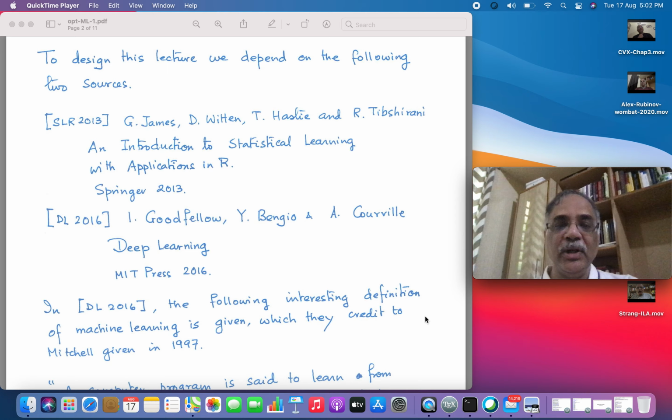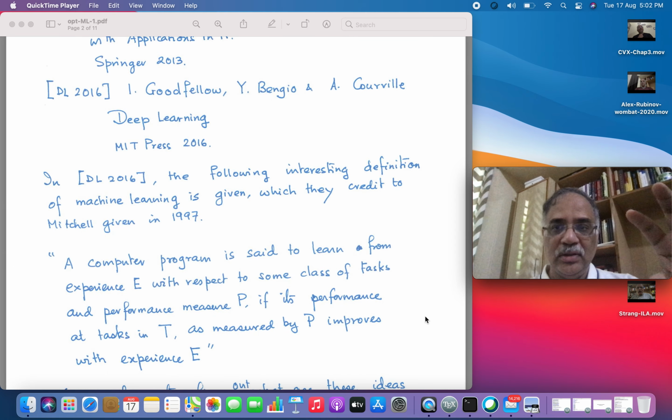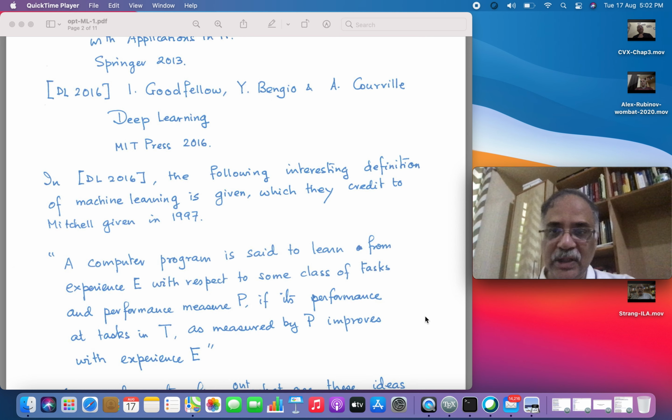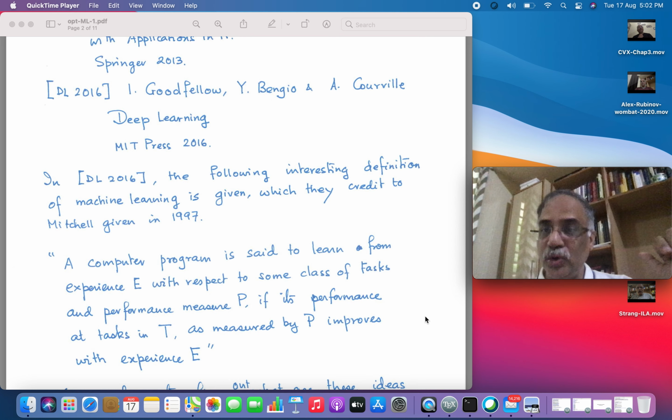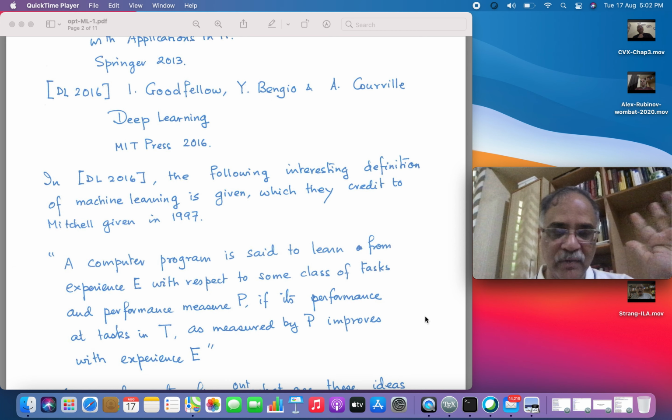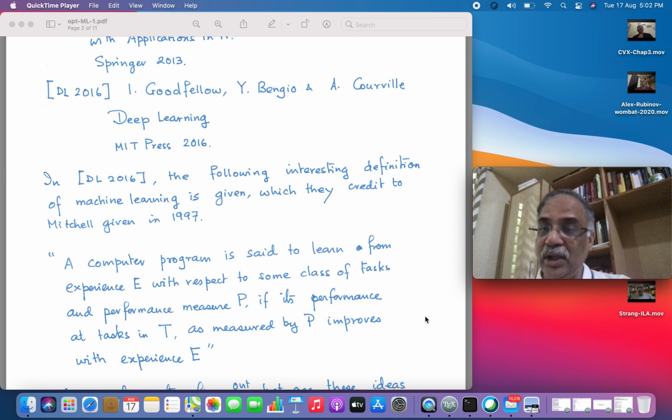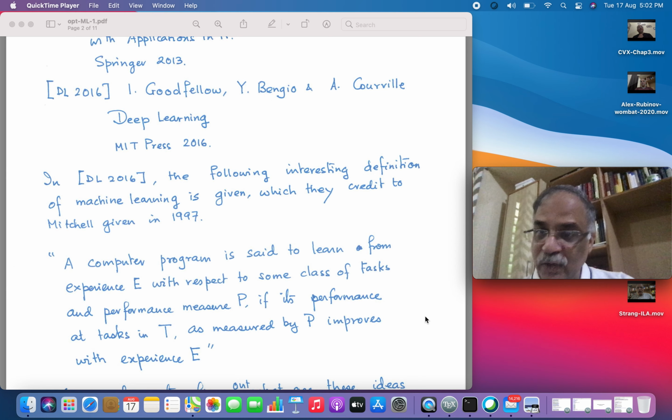Now from this Deep Learning book, I was very tempted, and I did copy this definition, which is attributed to Mitchell. What is the meaning of learning actually? A computer program is said to learn from experience E, operating in a certain environment, with respect to some class of tasks T and a performance measure P, if its performance at tasks T, as measured by P, improves with experience E. So as more and more data comes in, it does a better job of telling you what the unknown values are, right?